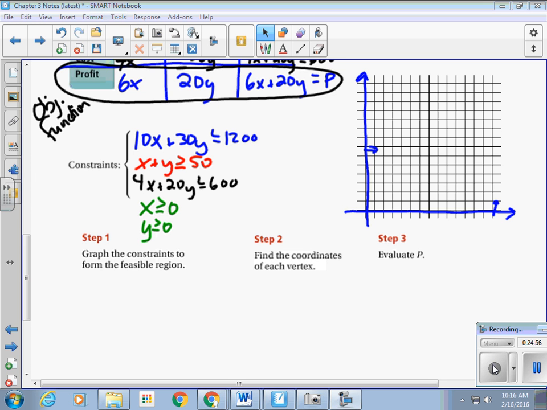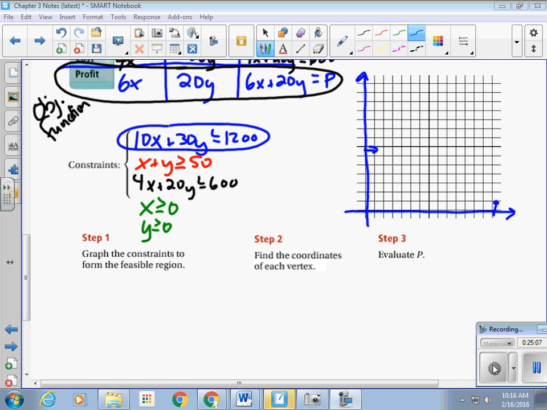And before I do that, I'm going to first simplify our inequalities. So this first inequality, 10x plus 30y less than or equal to 1200. I'm going to divide everything by 10, and it's going to bump everything down by a factor of 10. So 10x divided by 10 is x, 30y divided by 10 is 3y, and 1200 divided by 10 is 120.